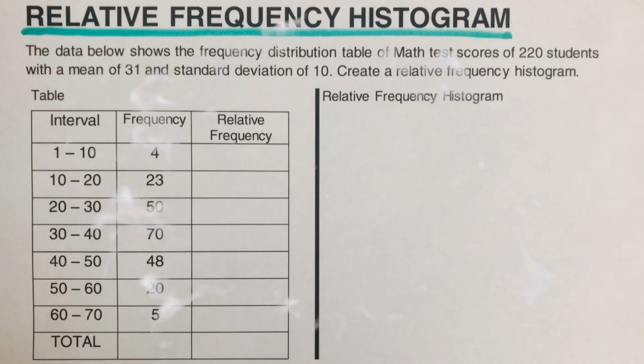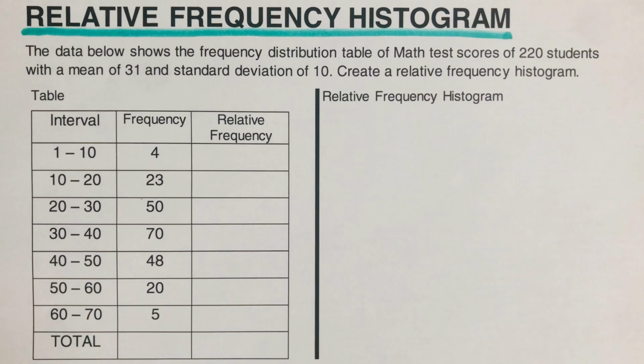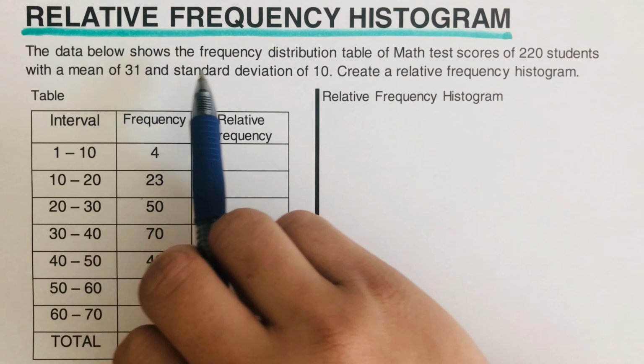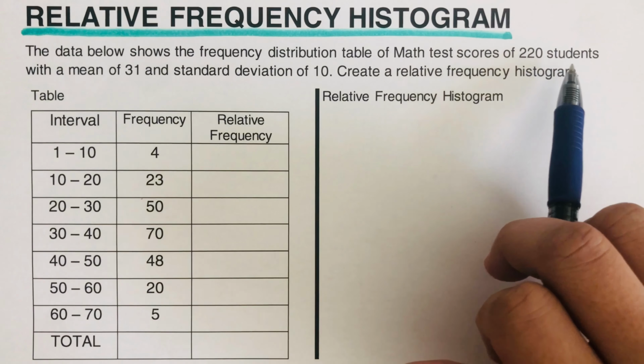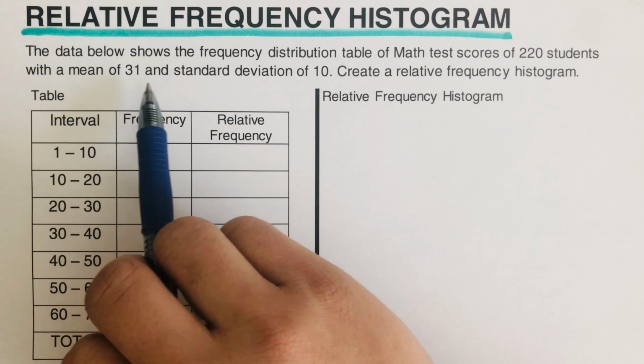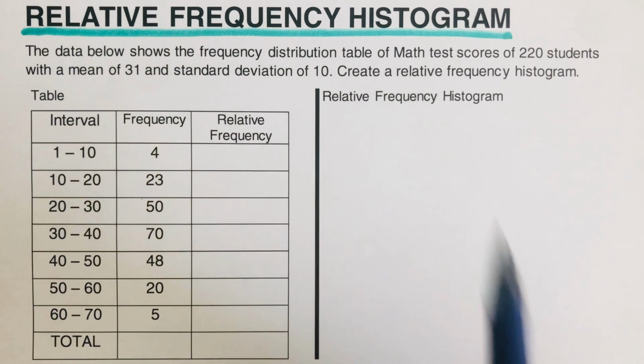Everyone, in this video we are going to construct a relative frequency histogram. In order that we can do that, let's take this first example right here. The data below shows the frequency distribution table of math test scores of 220 students with a mean of 31 and standard deviation of 10. Create a relative frequency histogram.